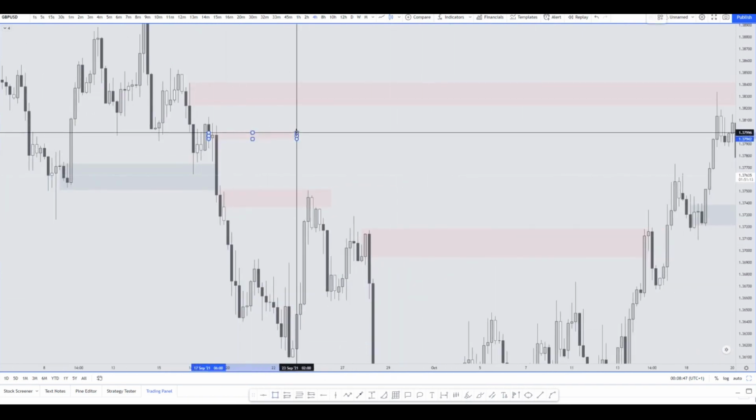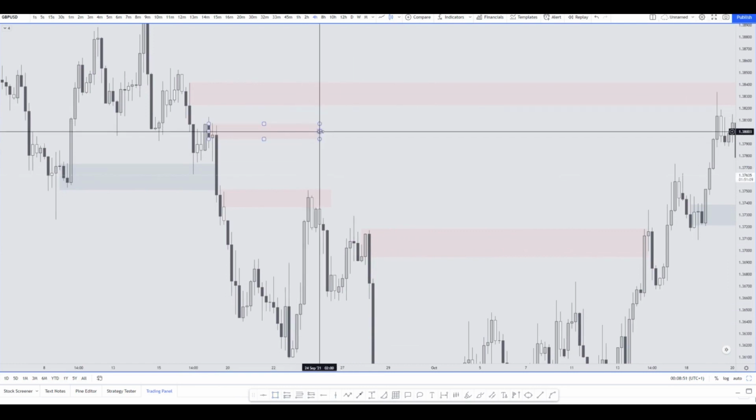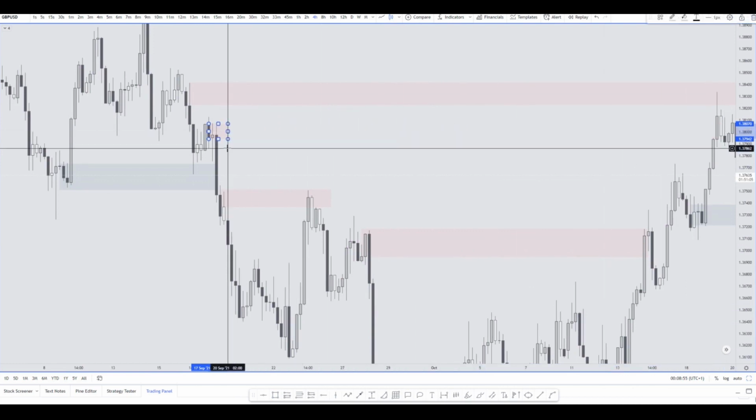So something here, like I would pull a supply zone like that. Now if you drag that across, you didn't really get any kind of a reaction from this. We went right through it.